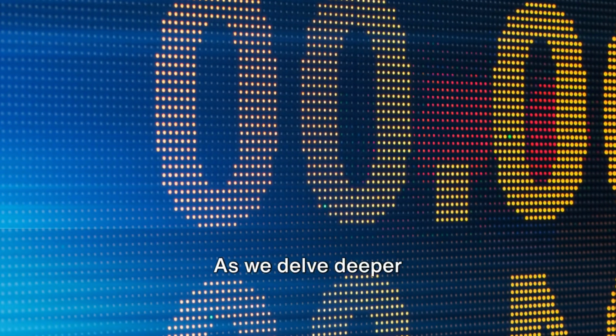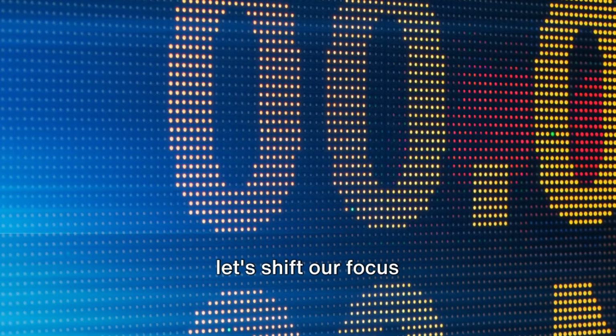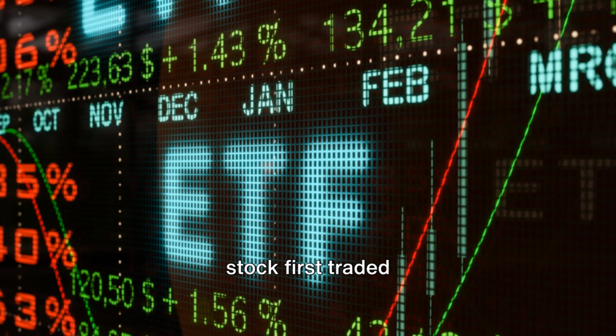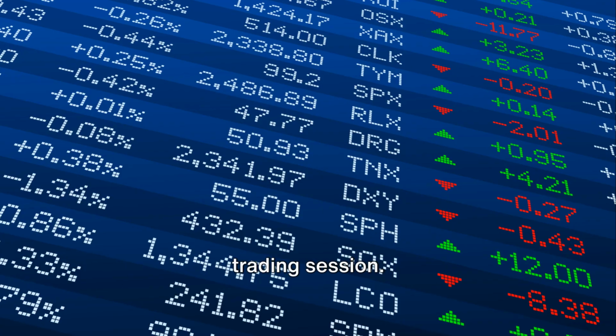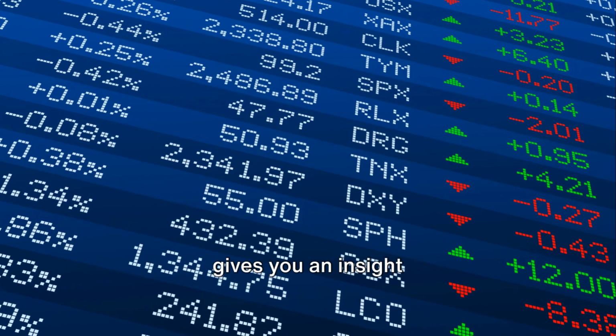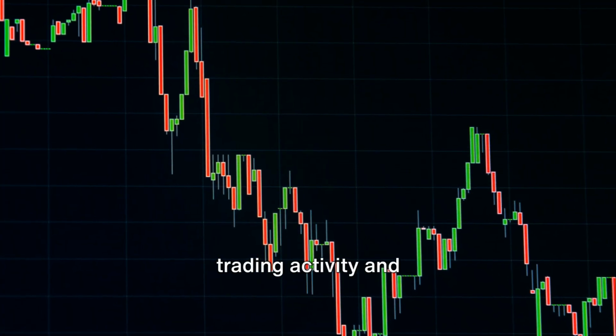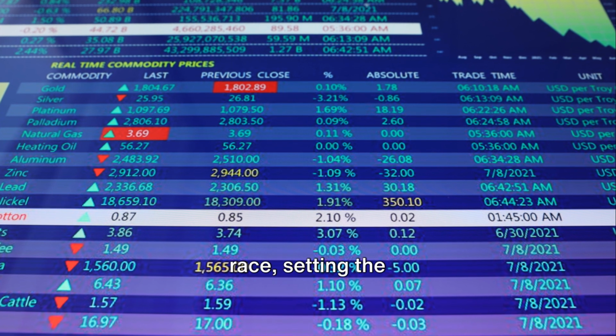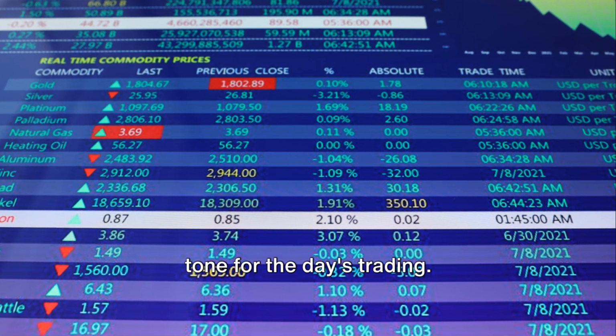As we delve deeper into our discussion, let's shift our focus to the open. The open is the price at which the stock first traded during the current trading session. This is a crucial piece of data as it gives you an insight into the initial trading activity and sentiment for the day. It's like the starting line of a race, setting the tone for the day's trading.